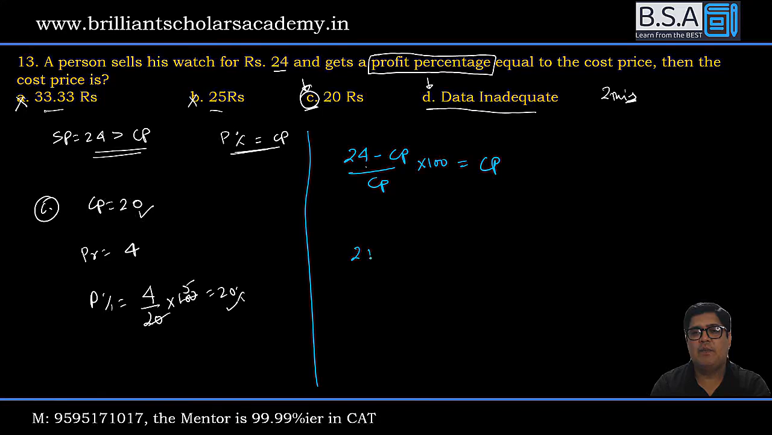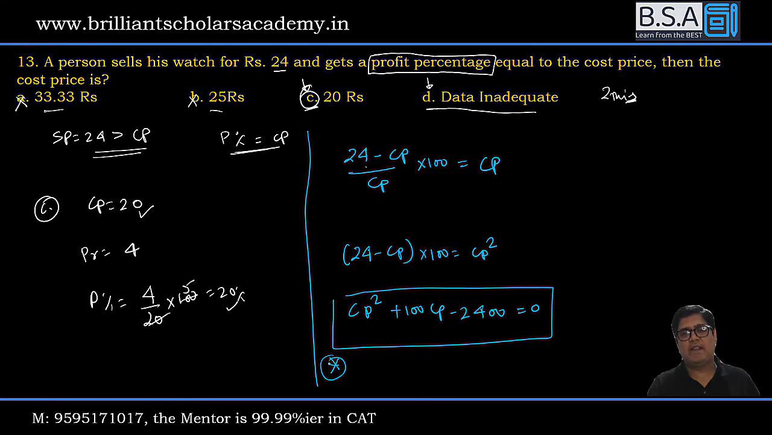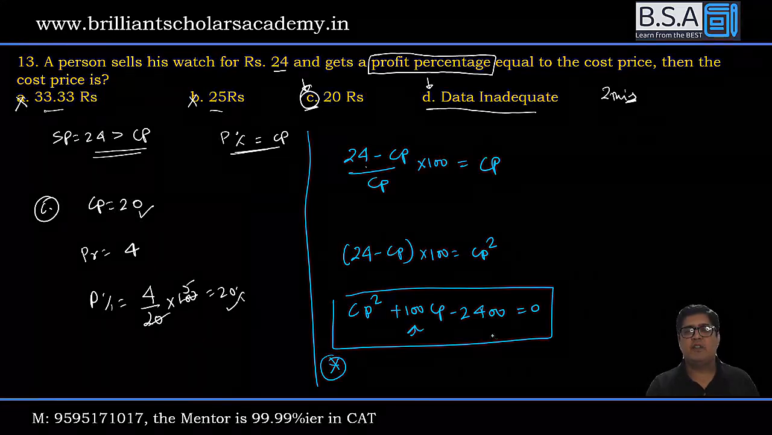So what you could have done is 24 minus CP into 100 is equal to CP square, which you can further rearrange. CP square plus 100 CP minus 2400 is equal to 0. Now you are expected to solve such a difficult quadratic equation. So do not fool yourself. Don't fall for this. This is something you are not going to be able to solve in the exam because coefficients and constants are very large.